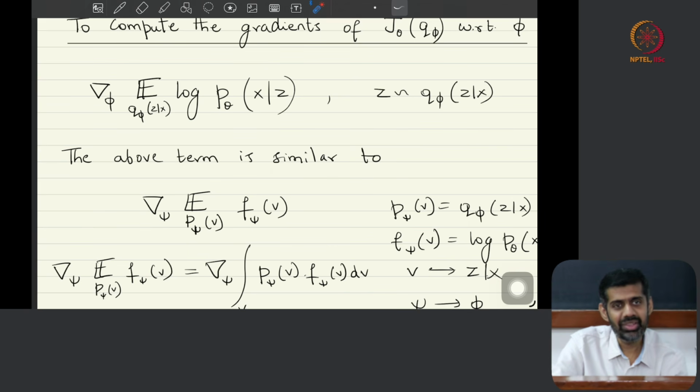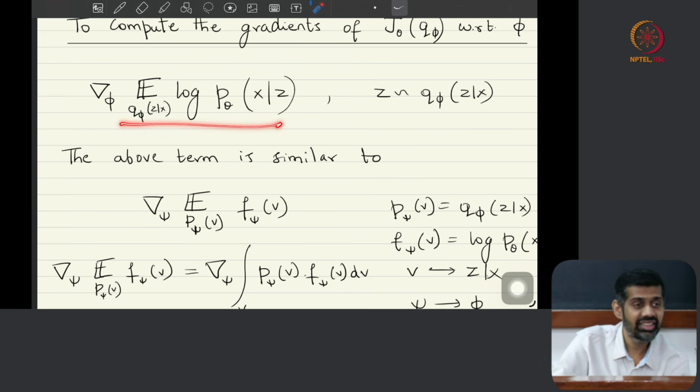Can somebody think of a solution to this problem? Of course, if you know what reparameterization is, then you know the solution. But yeah, look at this. Is there a way to solve this problem now?